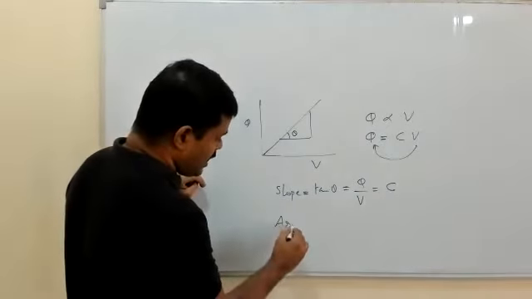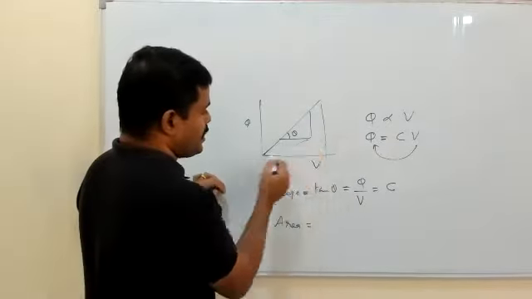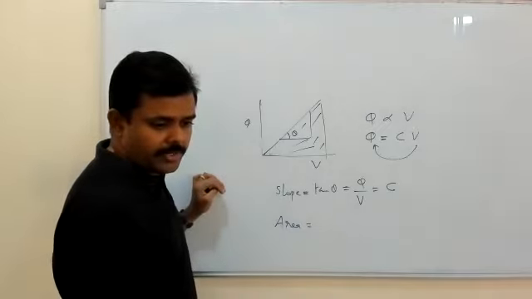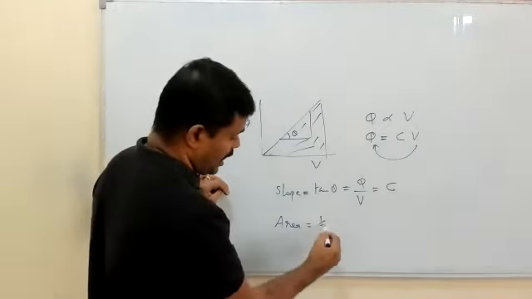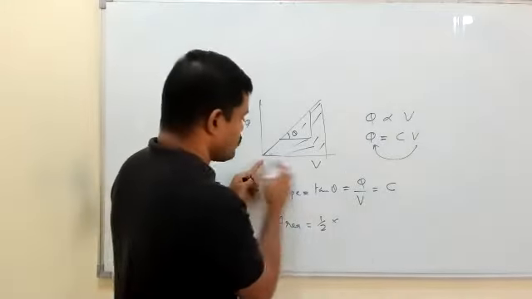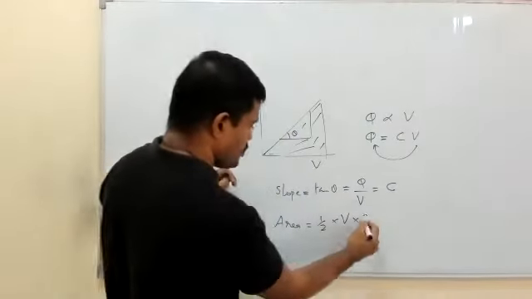Then the second one, area under the graph. What does the area look like? The area looks like that of a triangle, right? What is the area of the triangle? Yes, half into base into height. Base is V, height is Q. So half QV.